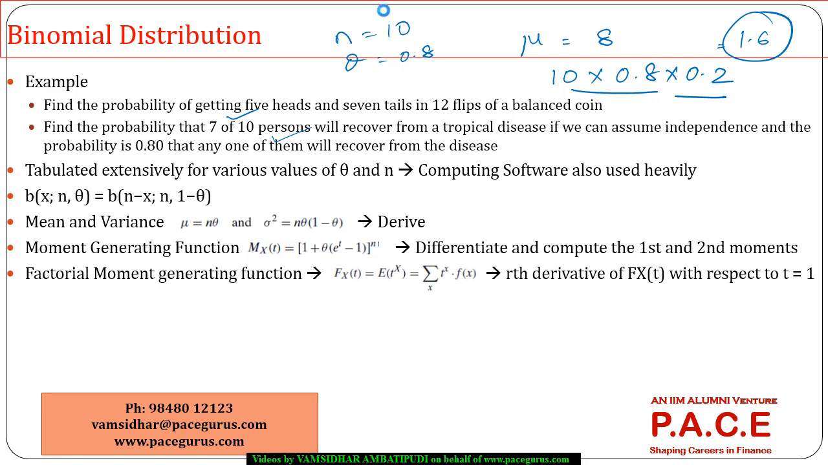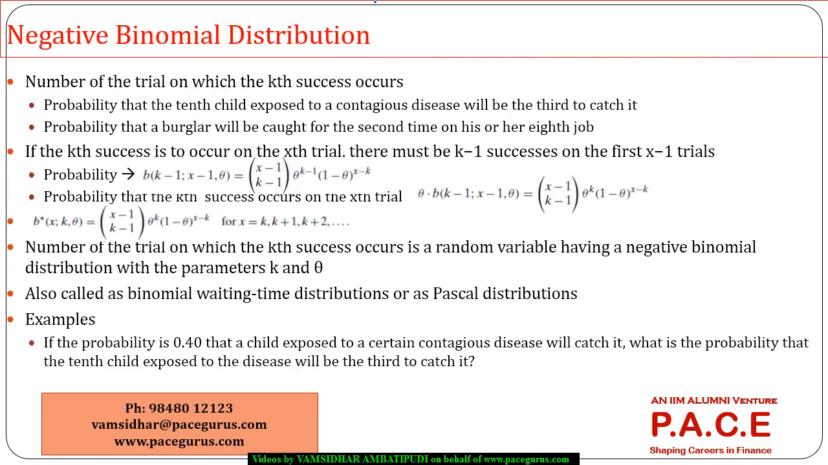Now, from the binomial distribution, let's move on to the next one, which is the negative binomial distribution. Here, the slight difference is, instead of saying out of n trials, I want x successes. Now we are talking about the kth success, in which trial I am getting the kth success, the number of trials in which I am getting my kth success.